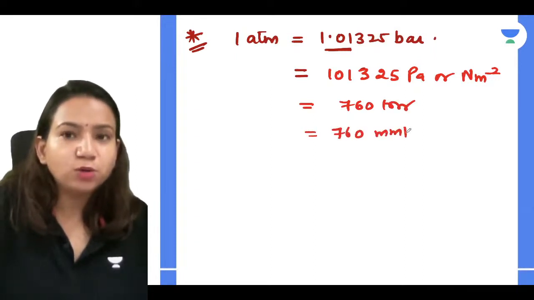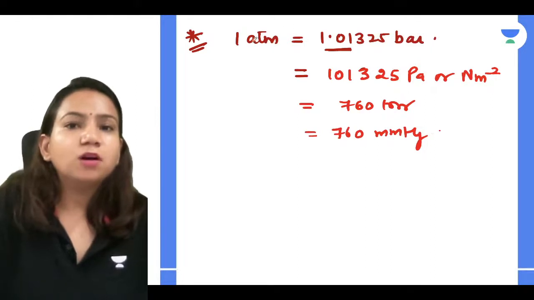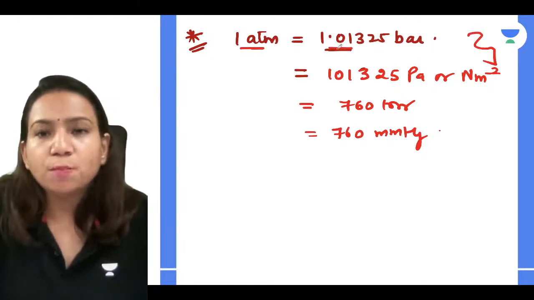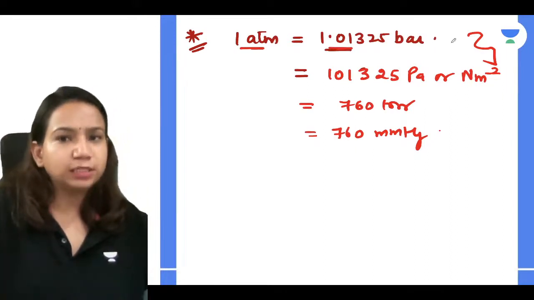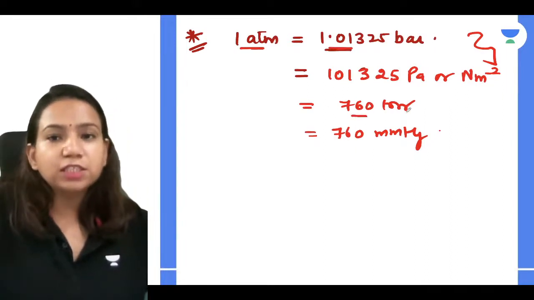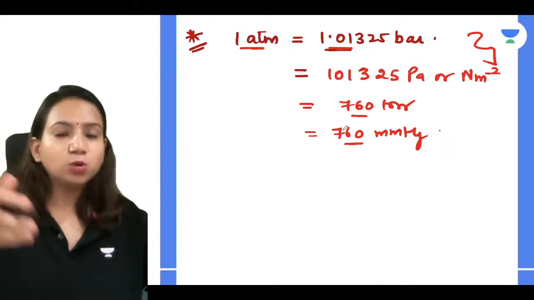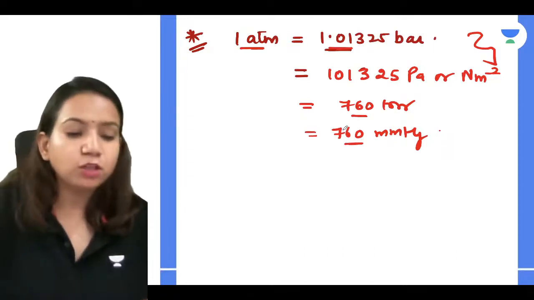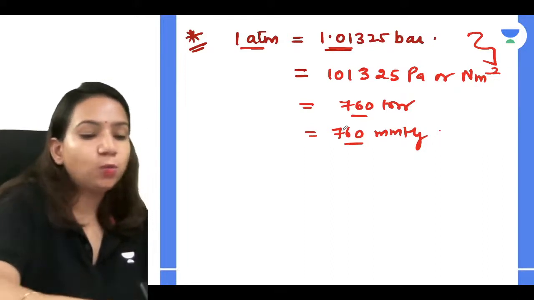So basically you have to know these values. The 1 atm, bar and Pascal are almost the same value. Just to the bar, if you multiply 10 to the power 5, you will get the same value. Then 760 torr and mmHg: if you are converting atm to torr and mmHg, it is the same value. So you can easily remember it for the conversion factor. So this is what we have understood.